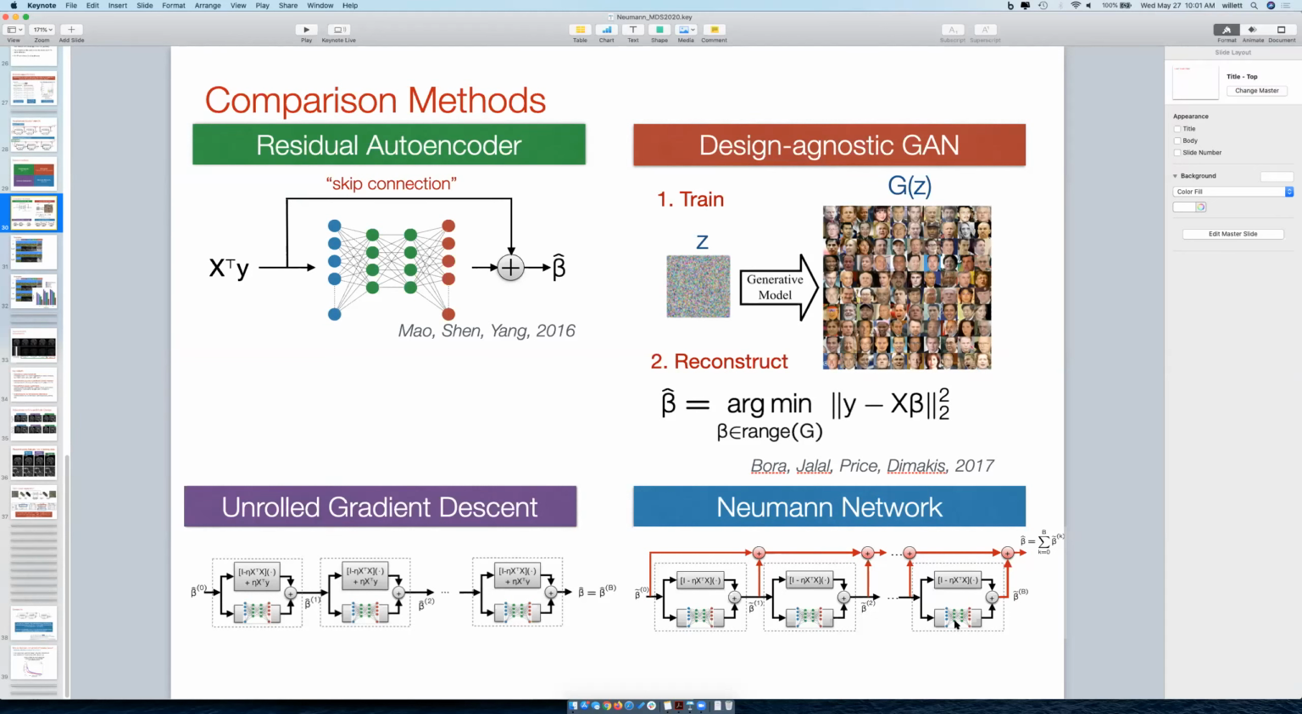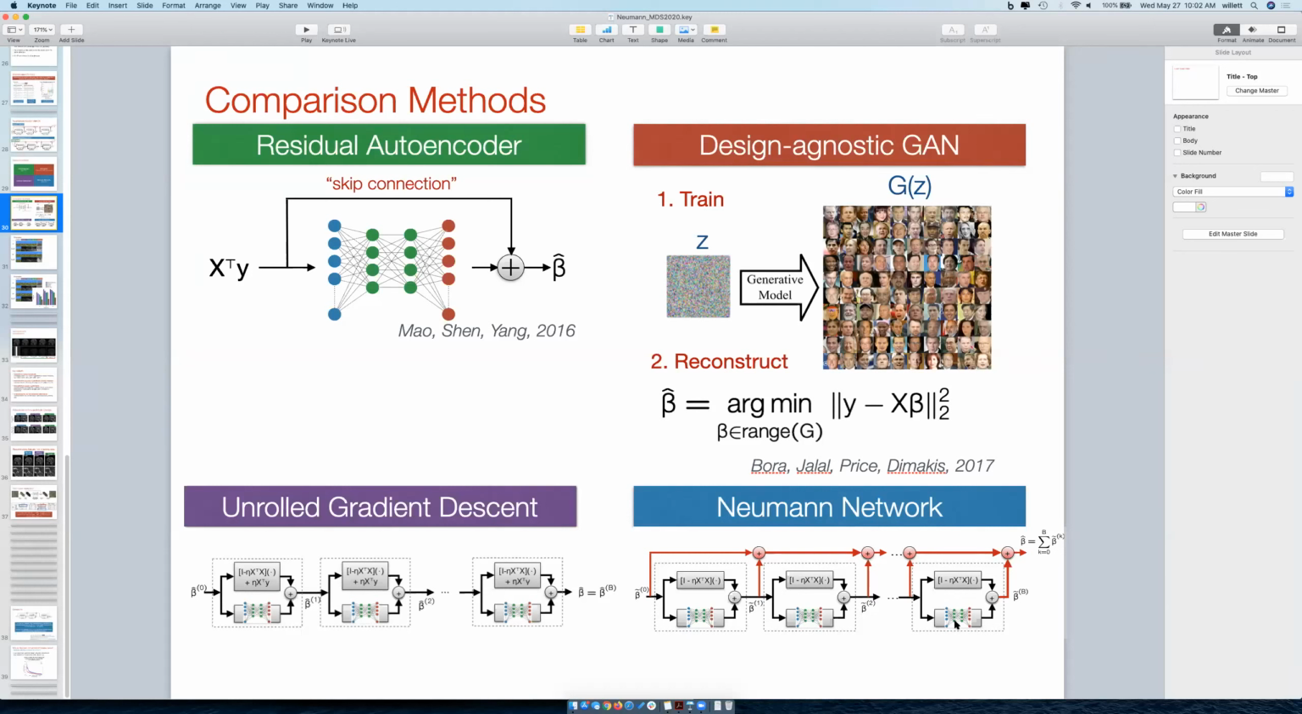Okay, this is a pretty quick one. With the comparison of the methods, we see the residual autoencoder, and then the GAN, as well as the unrolled gradient descent. Would you say that these three categories are gradient descent based, and then the Neumann network is non-gradient based?